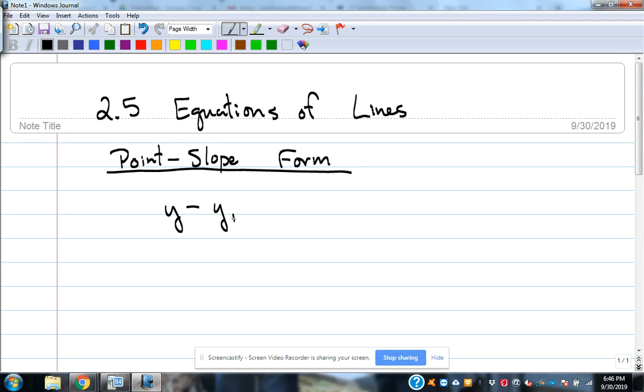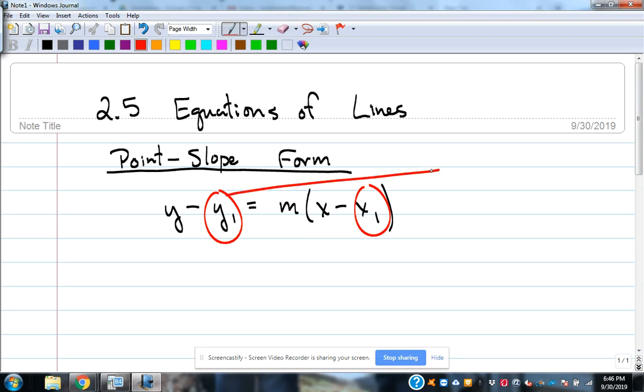Point slope form looks like this: y minus y1 equals m parentheses x minus x1. These two things are an ordered pair, x1 comma y1. You've got an ordered pair. This x is the variable x. This y is the variable y. Okay. The m is still what? Slope. It's not changed. That's the same slope we dealt with last week. So that's still the slope.